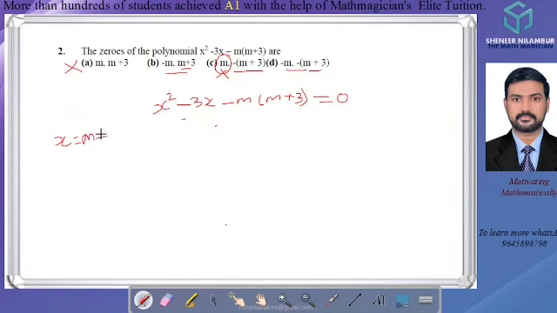So what will happen? In the place of x square, we are giving m plus 3. So it will be (m plus 3) square minus 3 into (m plus 3) minus m into (m plus 3). Here we have (m plus 3) whole square, and here 1 (m plus 3), so one (m plus 3) can be taken outside.